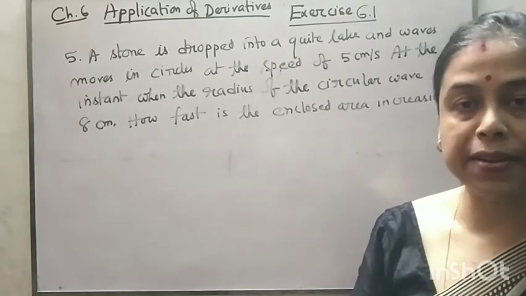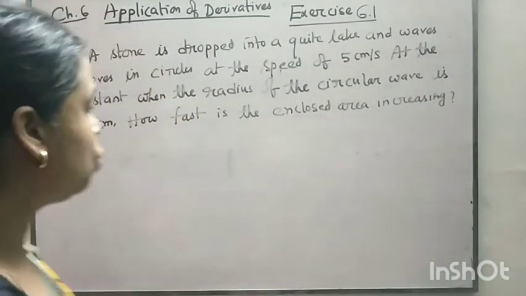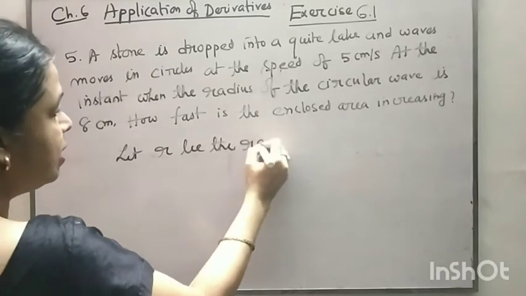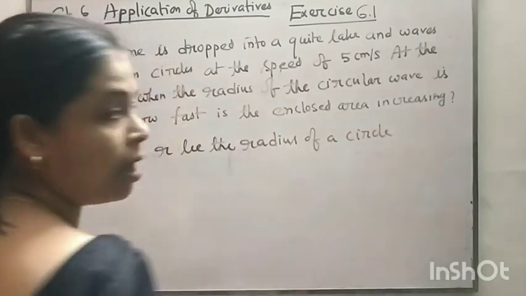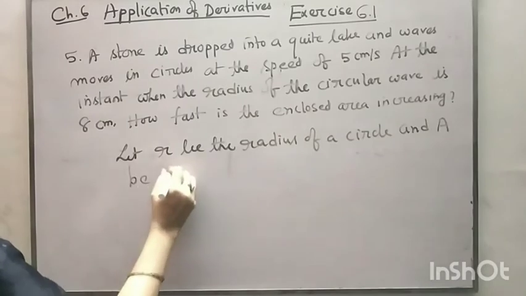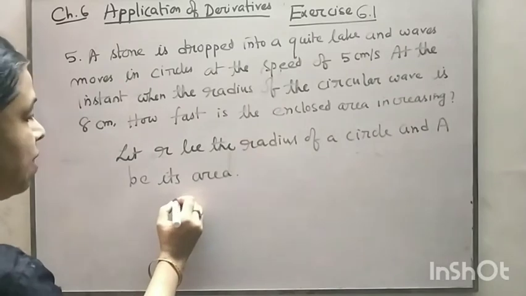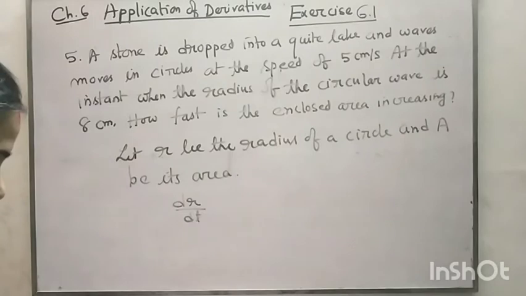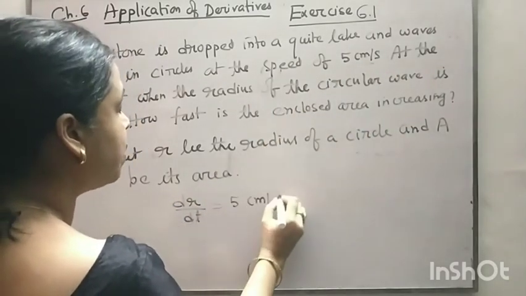So you need to consider here the radius of the circle and the area formula we have to use. So let us consider, let r be the radius of a circle and capital A be its area. What is given here? It is given that dr/dt, the rate of change of the radius, is 5 centimeter per second.